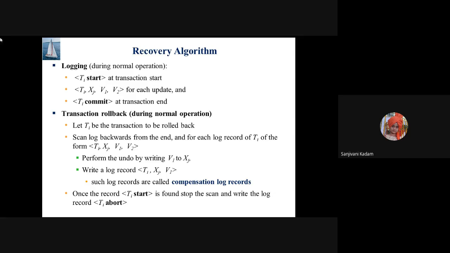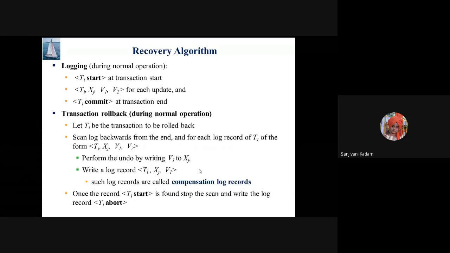Transaction rollback during normal operation. Here, let the transaction Ti be the transaction to be rolled back. Scan backwards from the end for each log record of Ti of this form. Whenever we scan in the backward direction, this checks whether any such record is there. If such a record exists, it means that this Ti is not yet completed. Neither abort nor commit is there. It means Ti has not reached the end of the transaction.